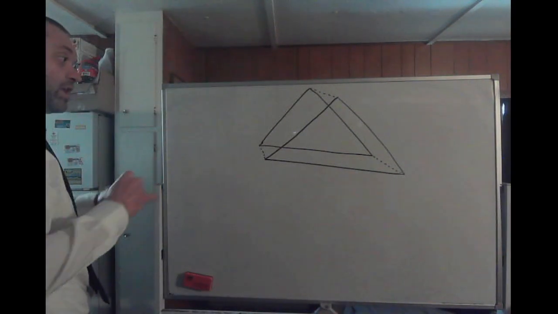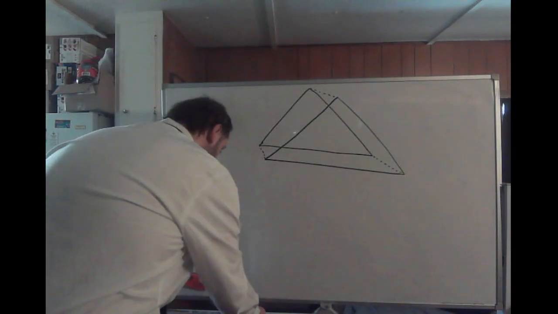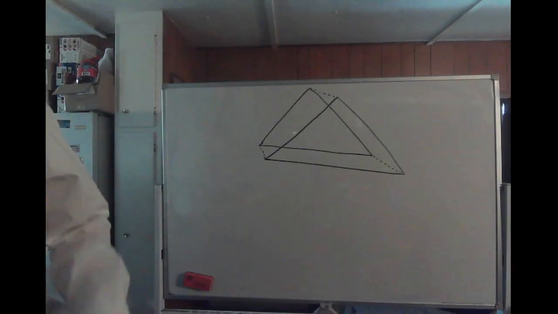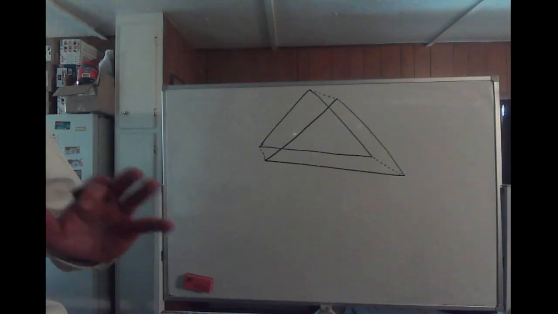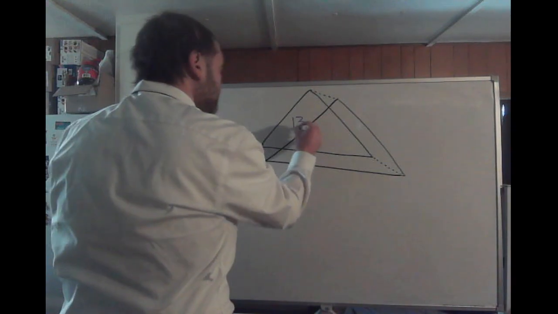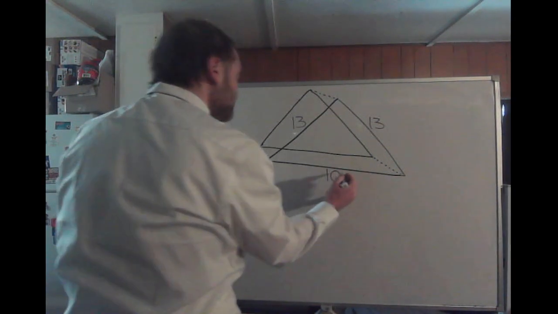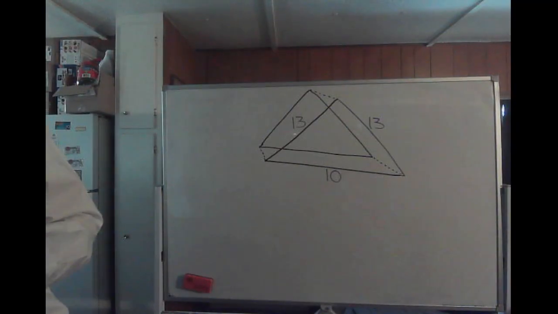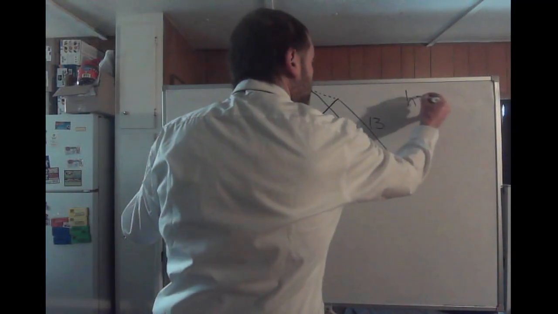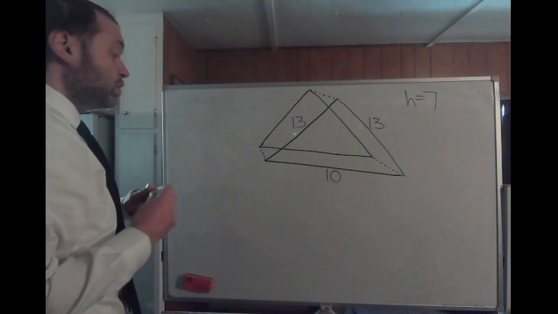Alright, another triangular prism. You have an isosceles triangle for your bases, with sides 13, 13, and 10 for your base. The height of the prism itself is 7 units. A little bit different.